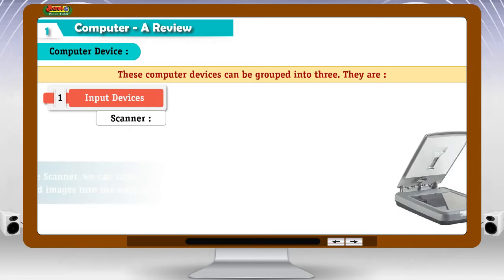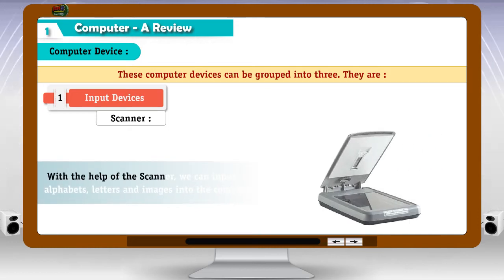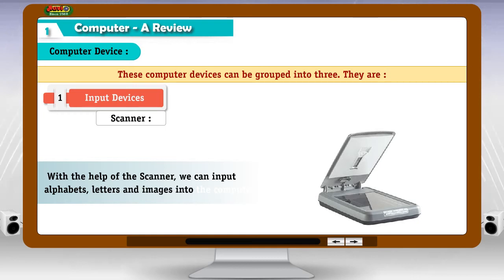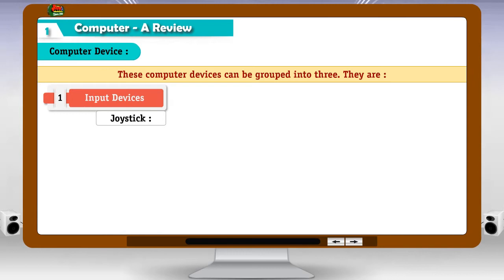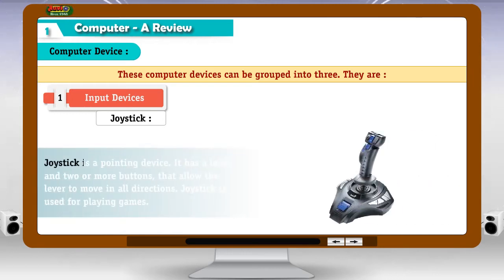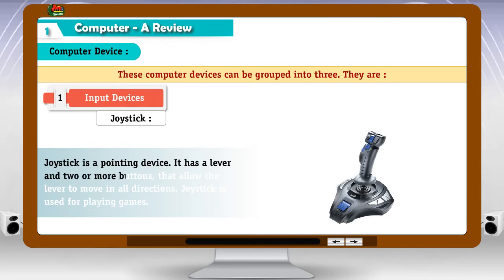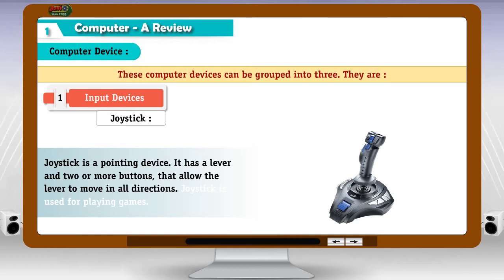Scanner. With the help of the scanner, we can input alphabets, letters, and images into the computer. Joystick. Joystick is a pointing device. It has a lever and two or more buttons that allow the lever to move in all directions. Joystick is used for playing games.